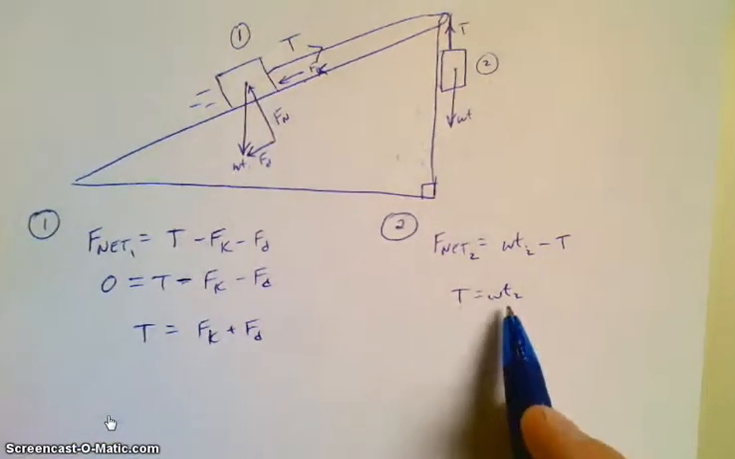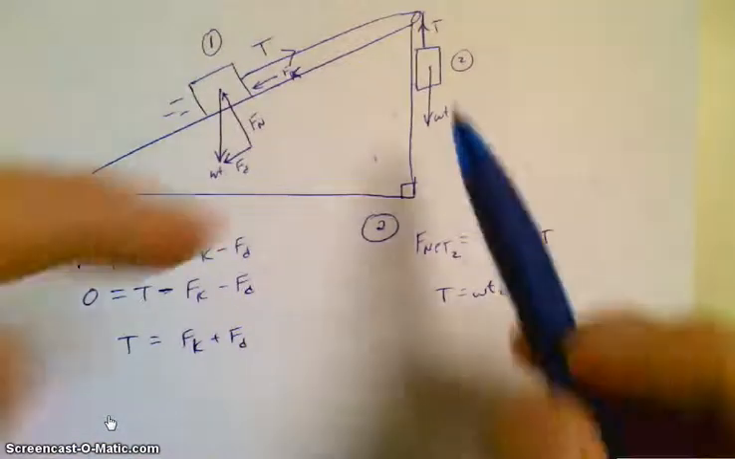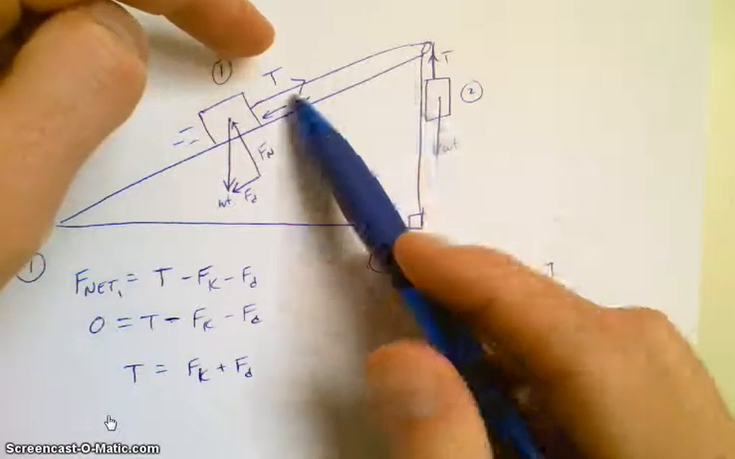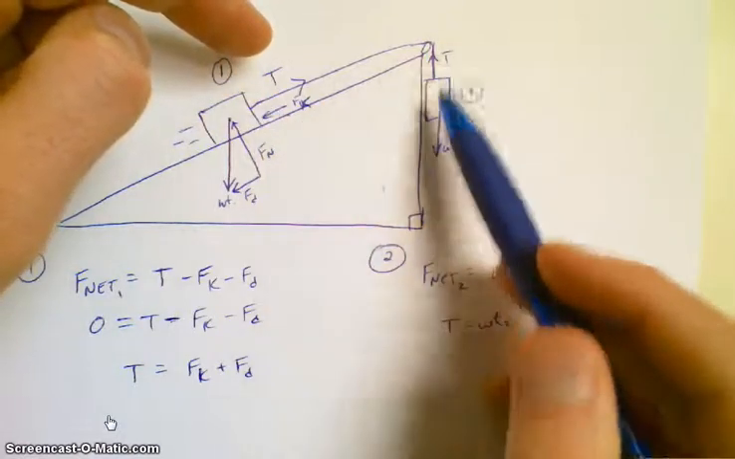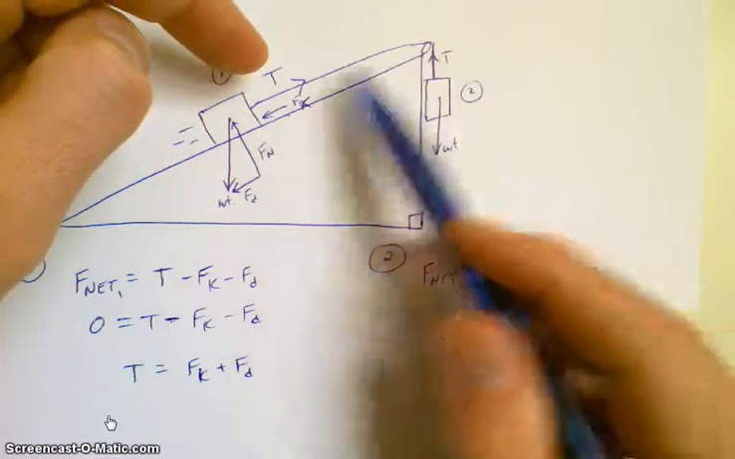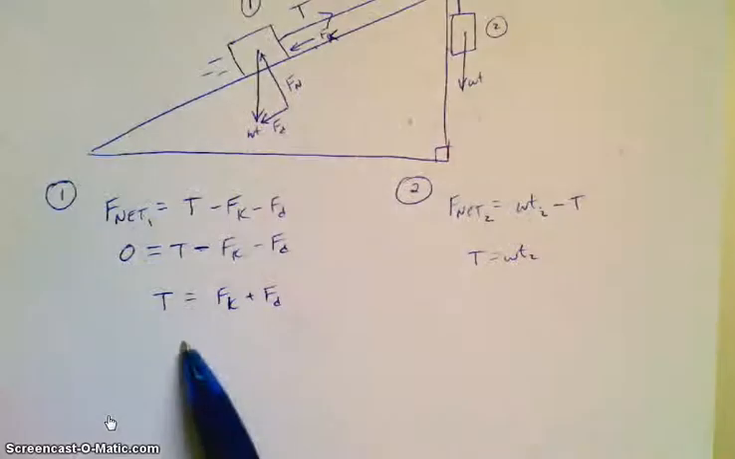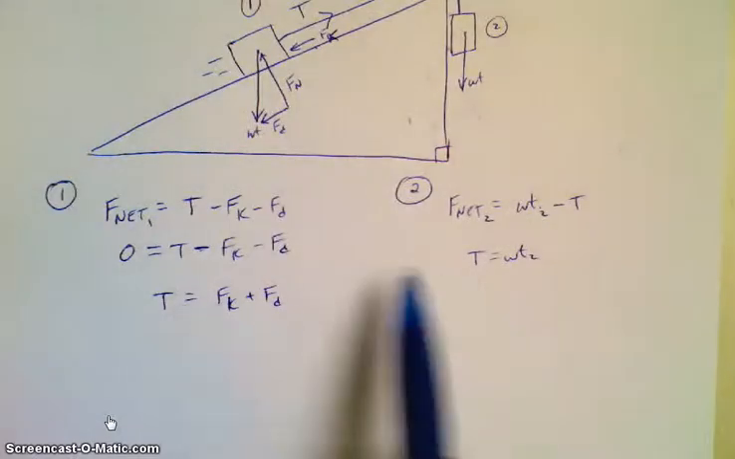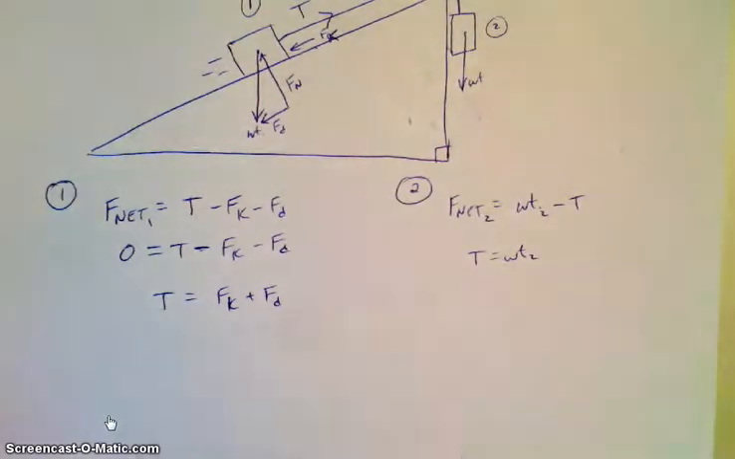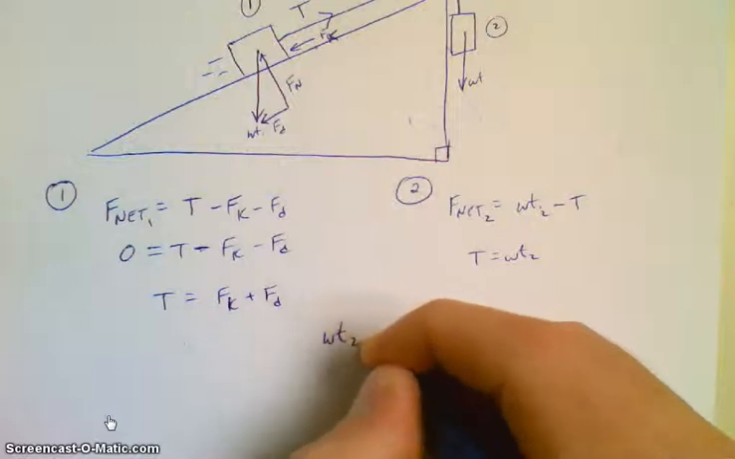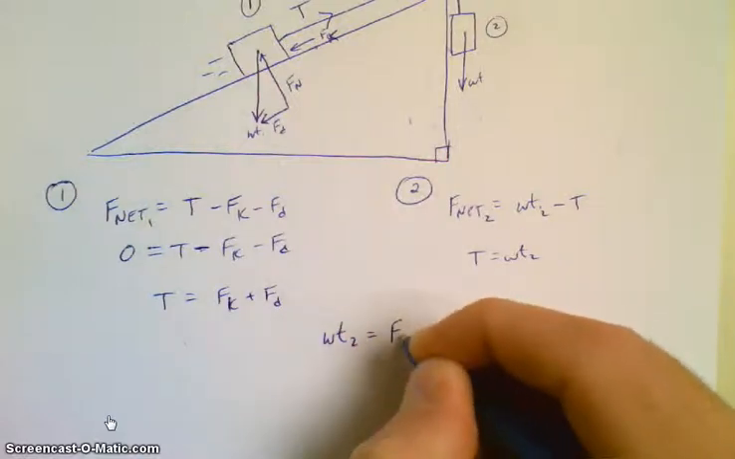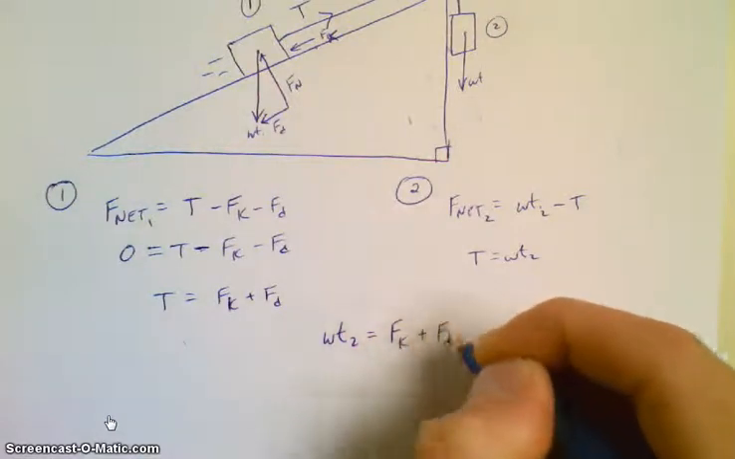And here the tension is equal to weight 2. And remember, we've talked about this, that the tension in the rope is constant throughout the rope. So the T here is equal to the T here. And because of that, we can then set these two tensions equal to each other. And that's where we get our equation from. Weight 2 is equal to Fk plus Fd.